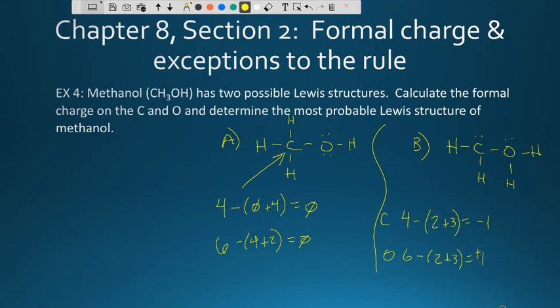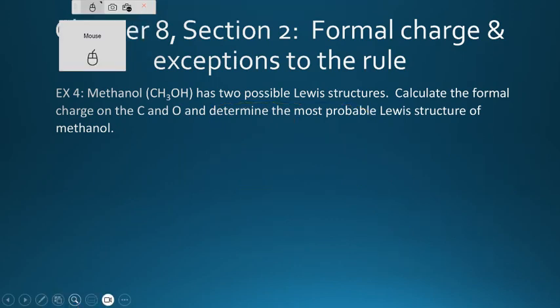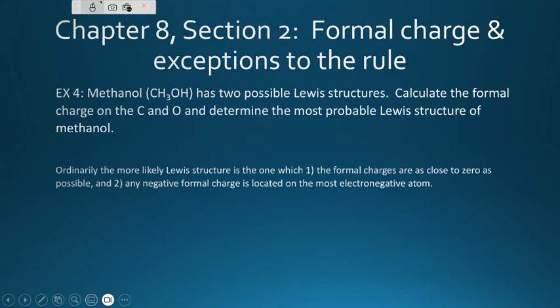Really we're seeing the closer to 0 is going to be more favorable, and so even though both would work in theory, this first option would be the one more likely to be formed, the most probable Lewis structure for that compound. Ordinarily, it's the one closest to zero. And do note that if both of them have something other than zero, the negative formal charge is located on the most electronegative atom.